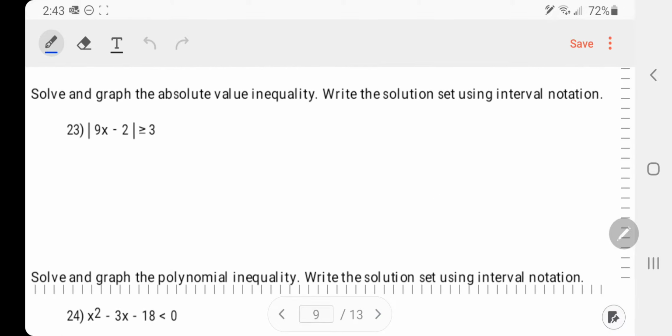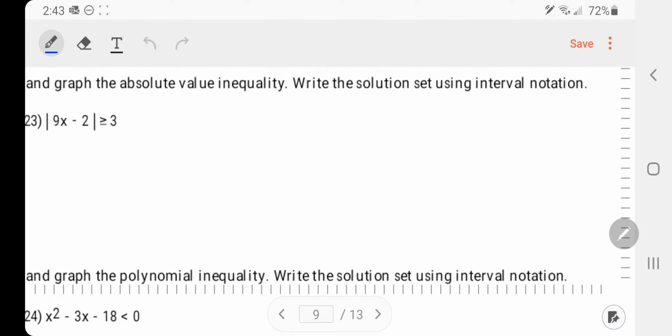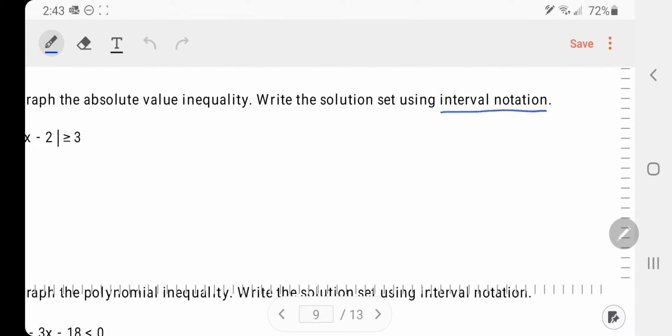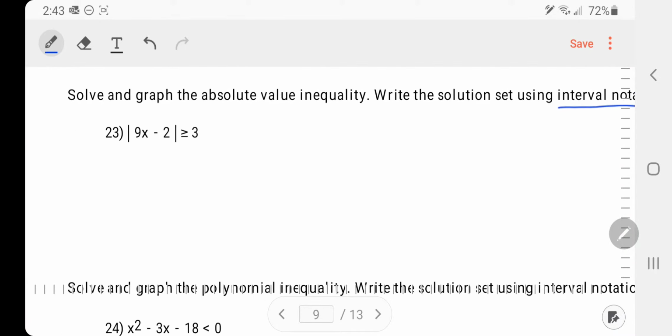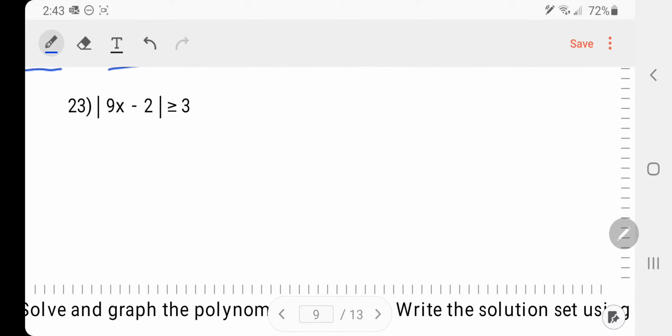Page 9. Solve and graph the absolute value inequality. We're going to write the solution set using interval notation. Oh, and it does say solve and graph. So there's like 3 things going on here. All right, so the first thing we need to make sure of is that the absolute value is isolated. Here we have only absolute value stuff on one side.